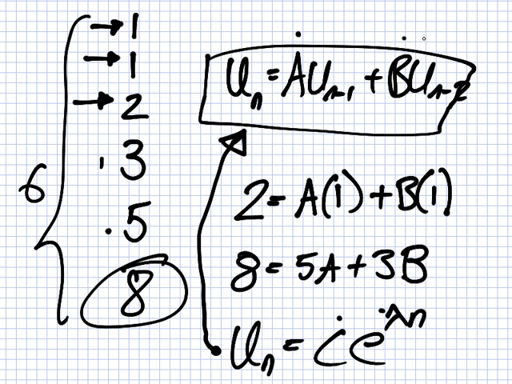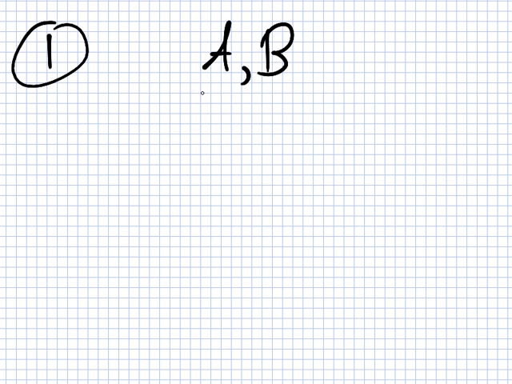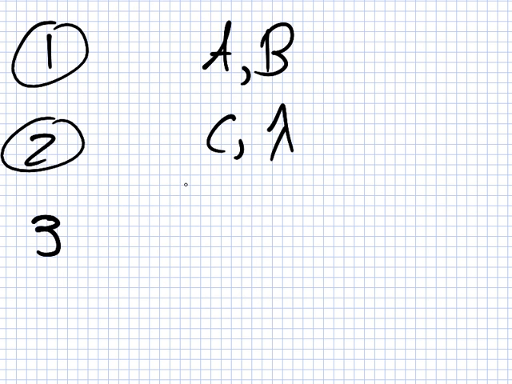Now, in task C, so basically at the end of task 1 you should have found the a and the b. At the end of task 2 you should have found the c and the lambda.